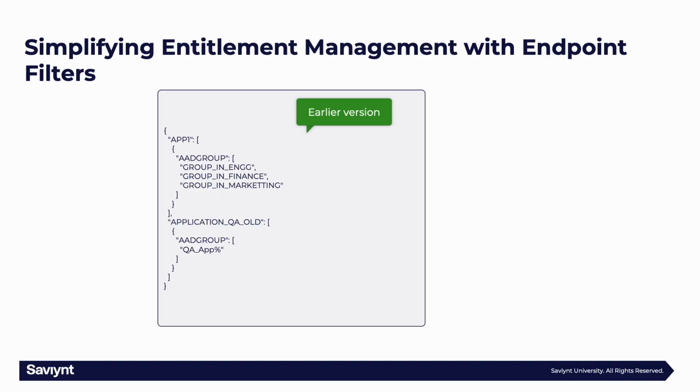You had to define the new endpoint name and entitlement type and then list all relevant entitlements. Another way was using a wildcard configuration, like saying any entitlement that starts with QA_app should belong to a specific endpoint. For example, in the JSON shown, App1 is a static group of AAD groups. Application QA_old uses a wildcard. While both methods worked, they were less intuitive, especially for new administrators. The core challenge for our customers has always been managing large volumes of entitlements in a scalable, logical way.